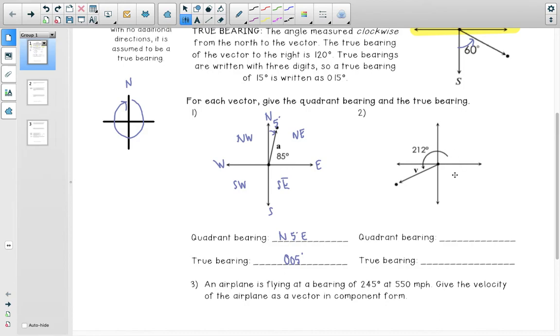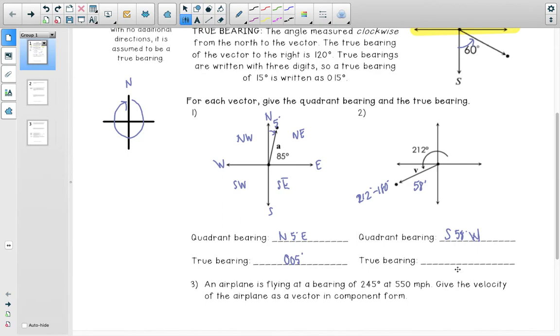We have this vector, it's 212 degrees, but the question is, what's this angle? To figure that out, you take 212 minus 180, and that will give you 58 degrees. It's on the south side, so it's south, then 58 degrees west of south. That's how you have to think of it, so it's written like that.